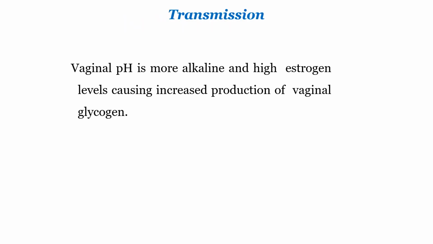During pregnancy, the vaginal pH becomes more alkaline and the estrogen level is also high. These two things contribute to the production of vaginal glycogen, so more glycogen will be there in the vaginal tissues. And we know that pregnancy is a state of hyperglycemia, that is, the availability of sugar will also be more. So due to the presence of more sugar or more glycogen in the local tissues, there will be a good medium for the growth of fungi, and that is the reason for the high incidence of candidiasis or fungal infections during pregnancy.